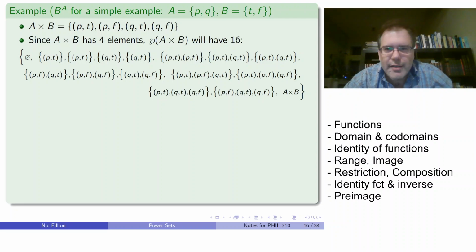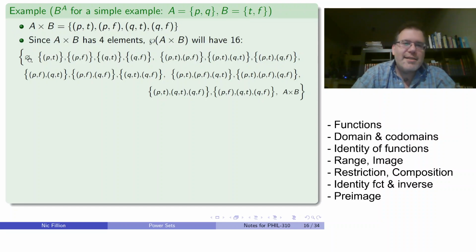You have to check carefully to make sure there's no repetition and that you didn't forget any of them. But I have 1 plus 4, 5, and then 5 plus 6, that's 11, plus 4, that's 15, plus 1, 16. So I know I have 16 elements, so I'm good. I've written my power set of the Cartesian product correctly. But now the idea is that each of those sets is a relation from A to B.